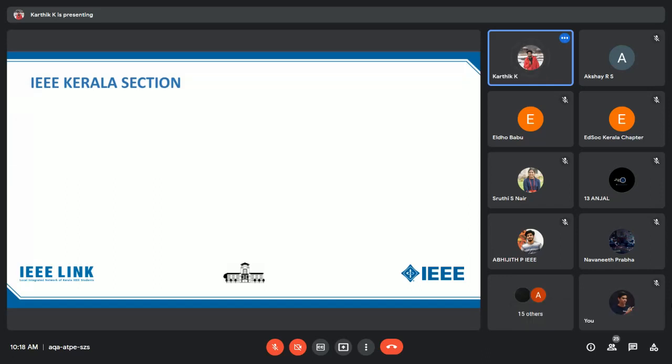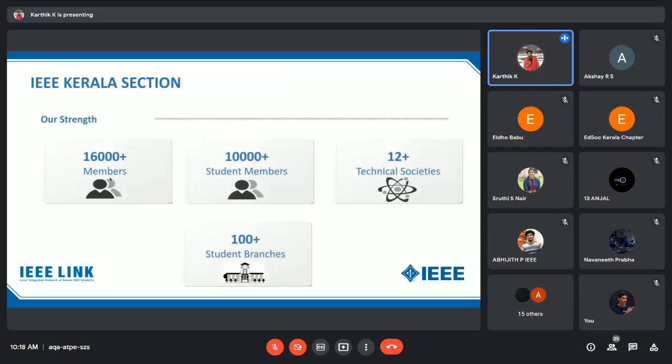So let's see what is in IEEE Kerala section. These are some of the statistics, and don't take this membership count as exact. We have 12,000 plus members, and out of that we have 10,000 plus student members. Then we have 12 plus technical societies and 100 plus student branches right now in IEEE Kerala section.